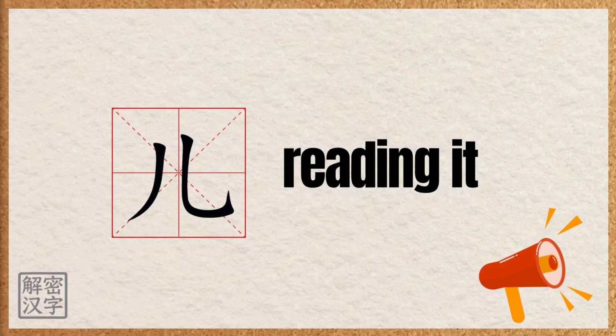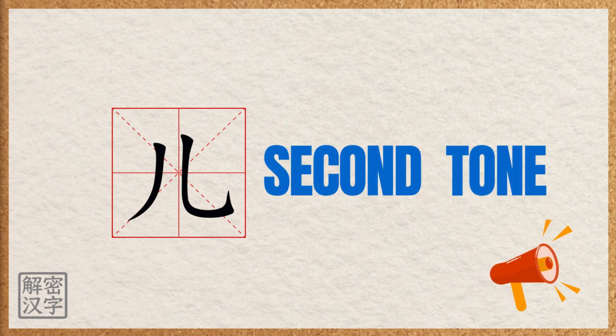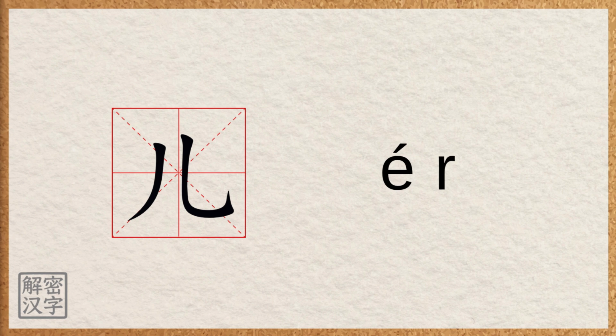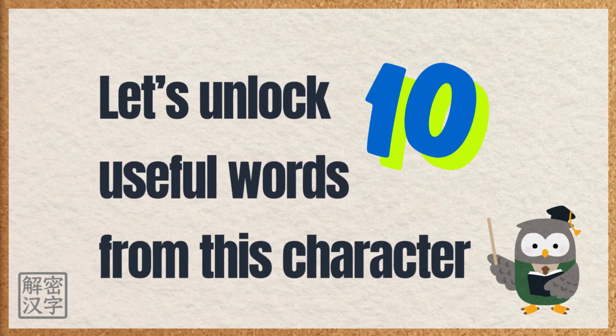Let's practice reading it. It is pronounced in the second tone. Repeat after me. 儿, 儿, 儿. Let's unlock 10 useful words from this character.